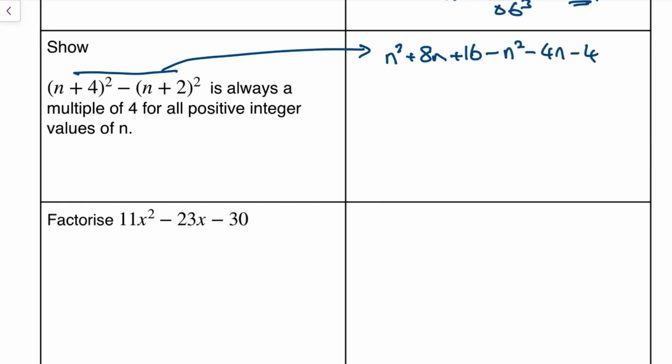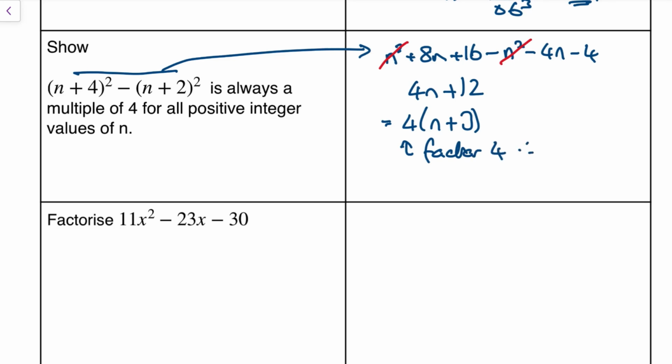Let's combine this. So the n squared cancel. 8n and 4n give me 4n. 16 minus 4 gives me 12. And then the crucial bit, I can write this as 4 lots of n plus 3. And I need to make a clear statement. I understand that this is a factor of 4. And if something divides by 4, then it must be a multiple of 4. And I've proven this to be true. Now, in an A-level exam, much more detail needed. In a GCSE, you'll get away with that.